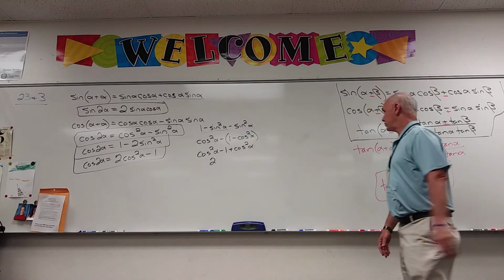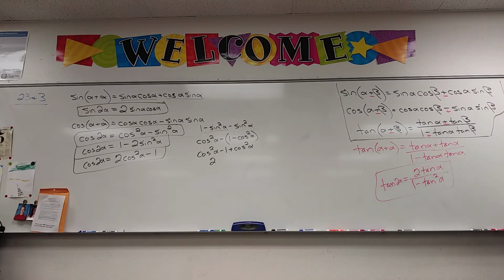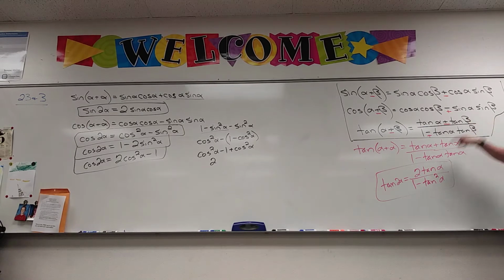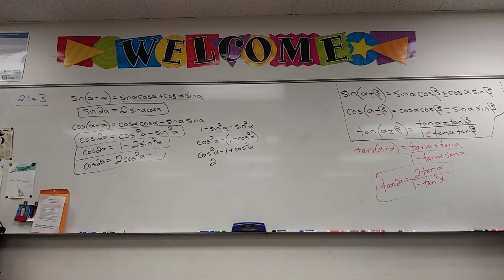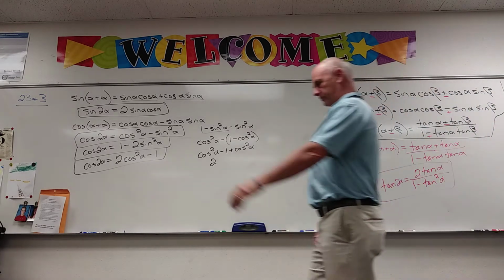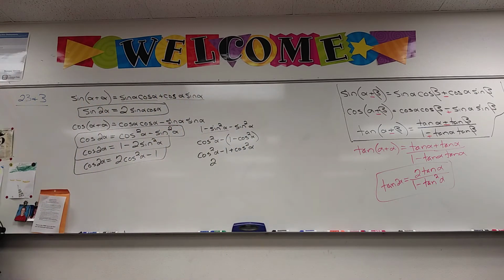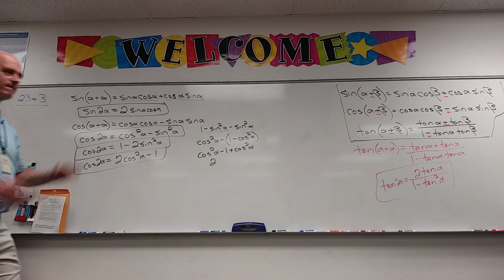All right, then we can do tangent. I did tangent over here and I left it up, so you can walk your way through tangent. Tangent of alpha plus alpha is tangent of alpha plus tangent of alpha, which gives us 2 tangent of alpha, over 1 minus tangent of alpha, tangent of alpha. Tangent of alpha times tangent of alpha is tangent squared of alpha. There is our formula for tangent of 2 alpha. So we now have 5 double angle formulas. 1 for sine, 1 for tangent, and 3 for cosine. Isn't that awesome?